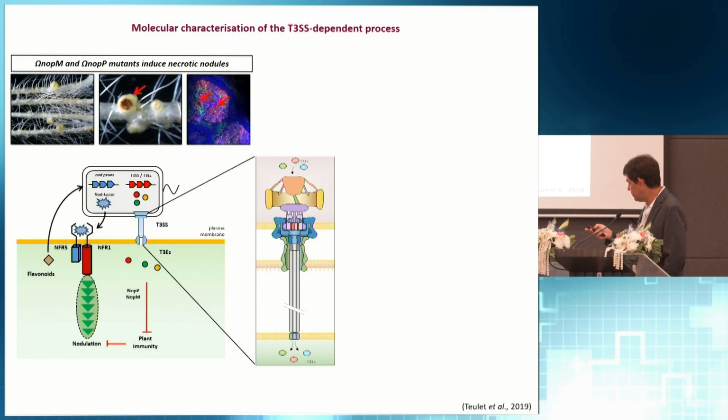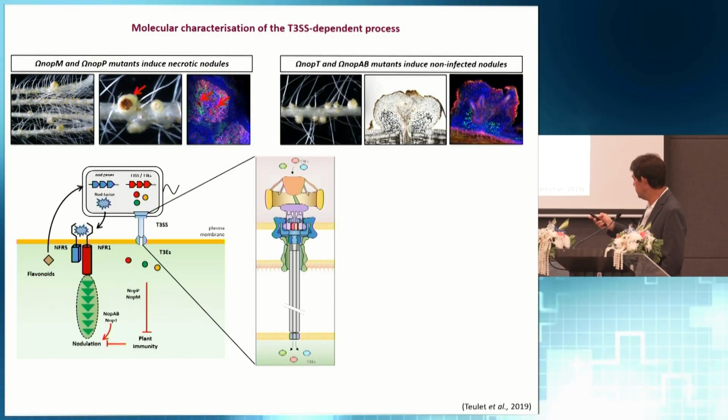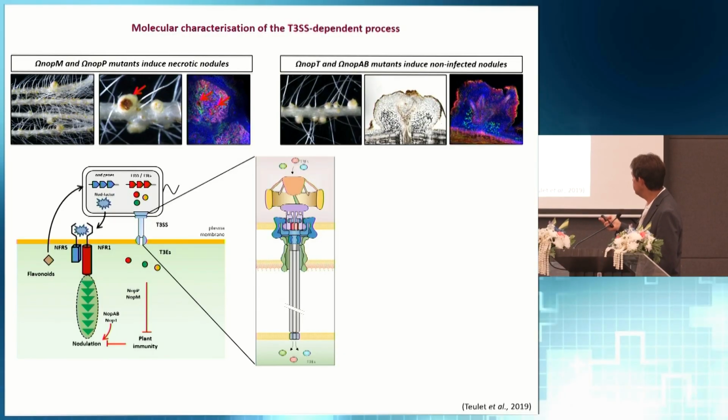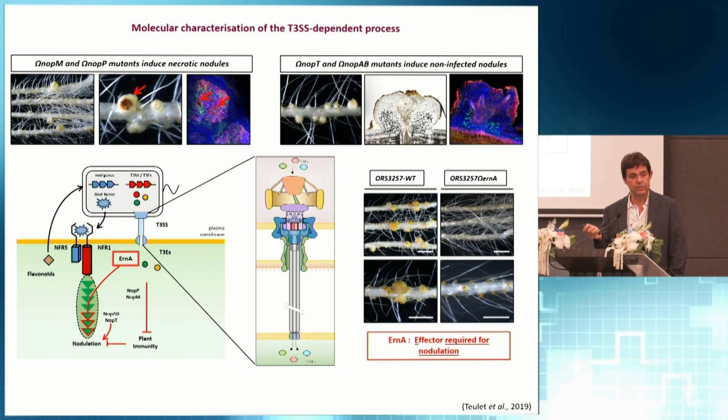We observe that the mutation of two effectors, NOP-M and NOP-P, results in the formation of nodules that are necrotic, indicating a plant defense reaction. This indicates that these two effectors, NOP-M and NOP-P, permit to repress the plant immune system. In addition, we have shown that the mutation of two effectors, NOP-T and NOP-B, results in the formation of nodules that are non-infected, indicating that these two effectors permit the intracellular infection of the nodules. And finally, we identified a completely new effector that we named ERN, for effector required for nodulation. When the gene encoding this effector is mutated, the nodulation is completely aborted.